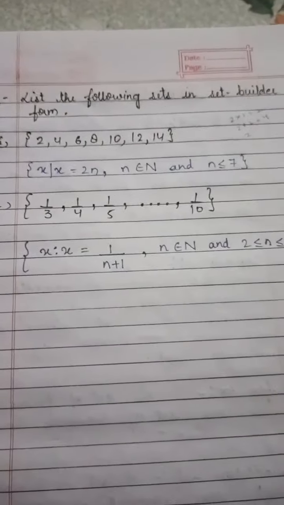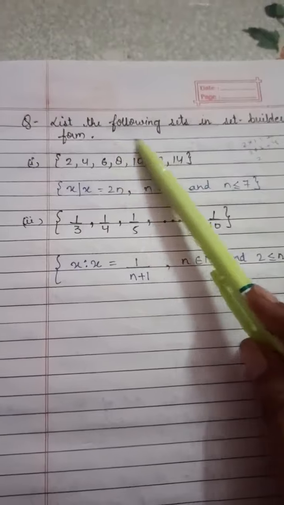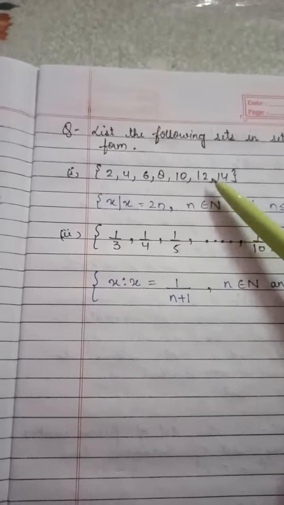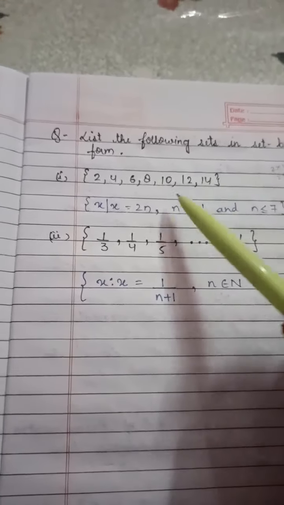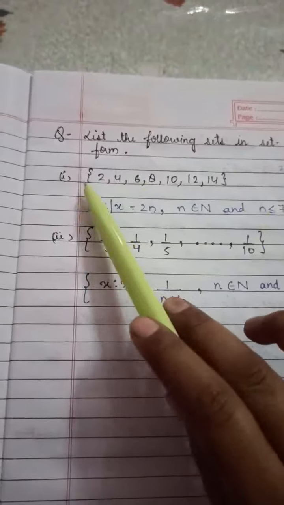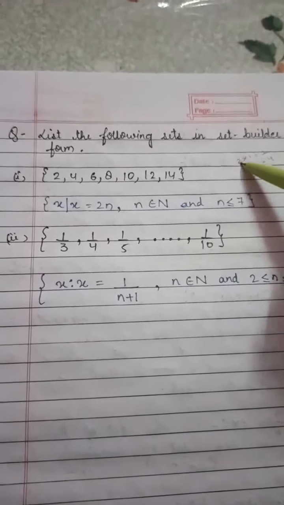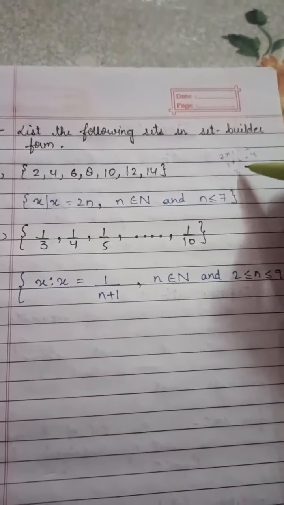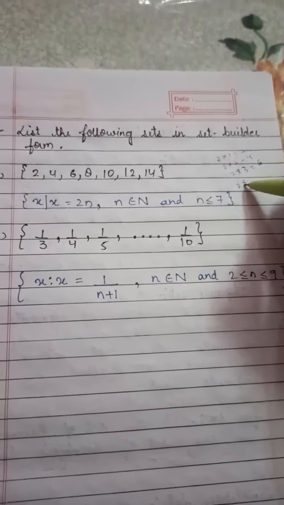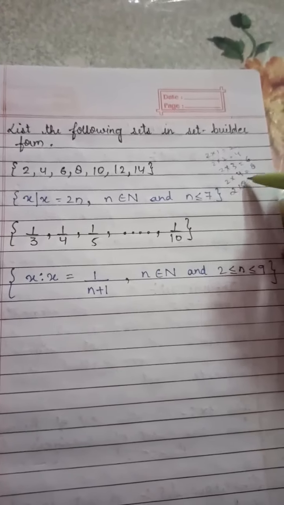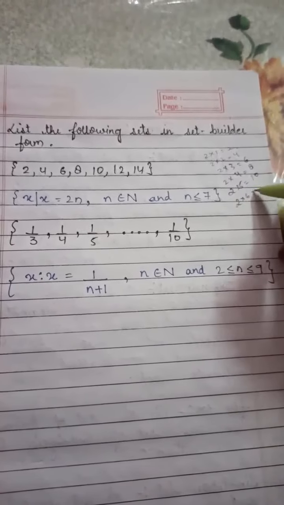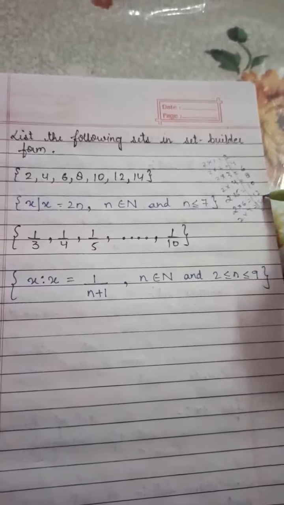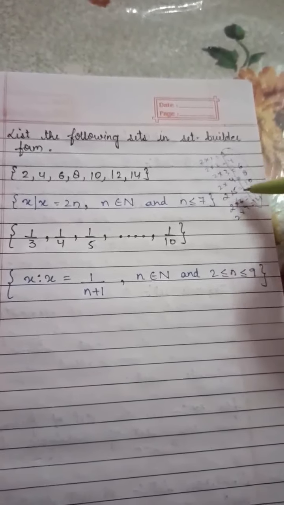Now next is list the following sets in set builder form. Now what is given here? 2, 4, 6, 8, 10, 12, 14. So these numbers are multiples of 2, right? When we multiply 2 multiplied by 1, you get 2. 2 multiplied by 2, you get 4. 2 multiplied by 3, you get 6. 2 multiplied by 4, you get 8. 2 into 5, 10. 2 into 6, 12. 2 into 7, 14, right? So these numbers are the multiples of 2.